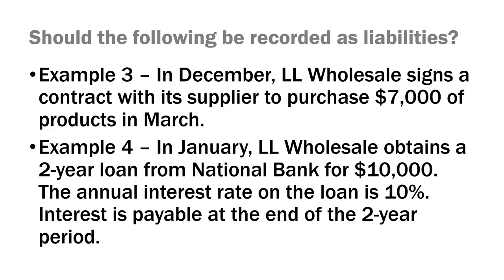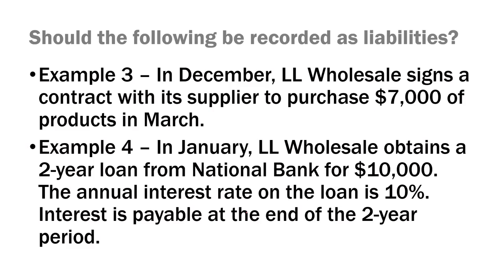But what about the interest that the company will owe on the loan? What should be recorded in the form of a liability in January? Well, actually, there is no liability recorded in January. Is a future payment of interest probable? Yes, assuming the loan continues to remain outstanding and is not repaid.